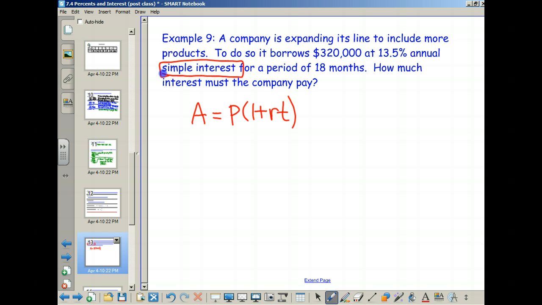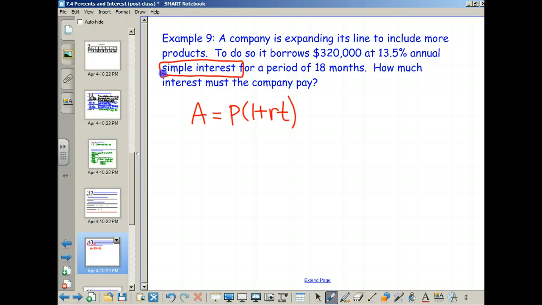Okay. A is the amount that they'll have to pay at the end of this time period. P is the principal, the amount in this case that they would be borrowing. R is my interest rate as an annual interest rate. And then T is the amount of time. And I need to tell you that T in time is always in years.